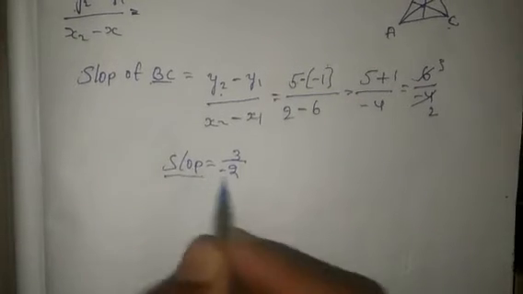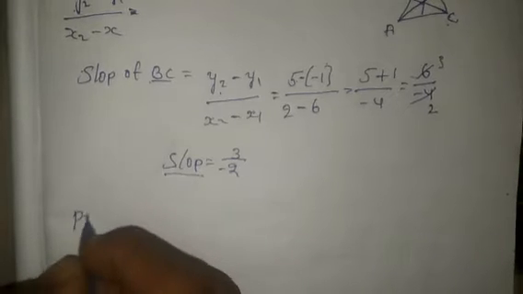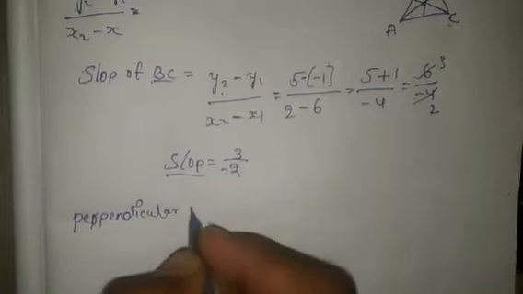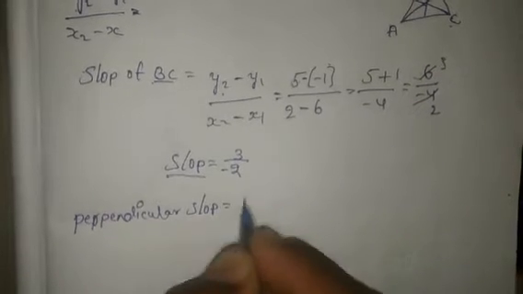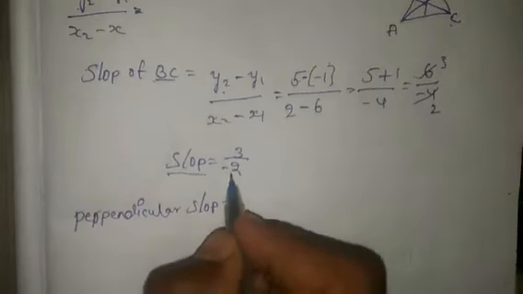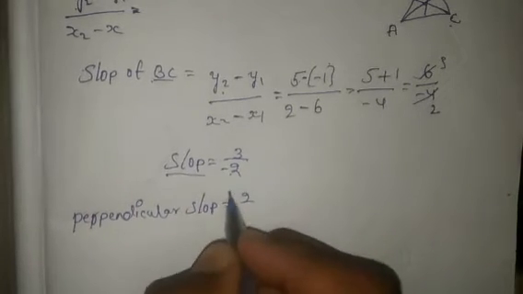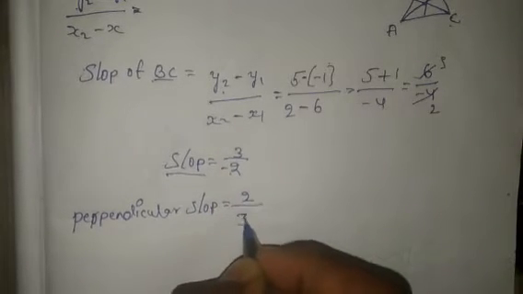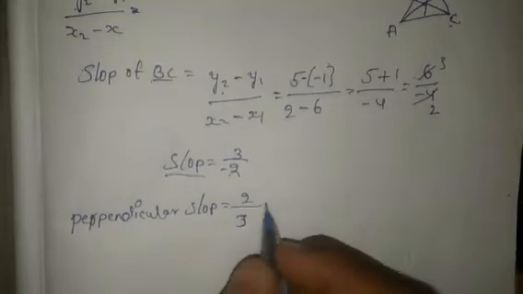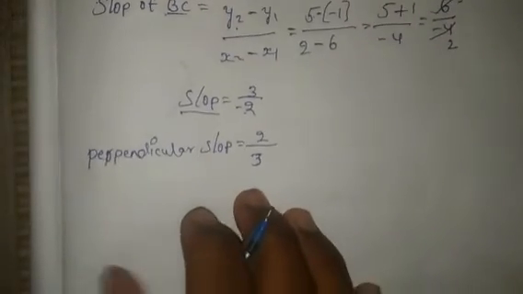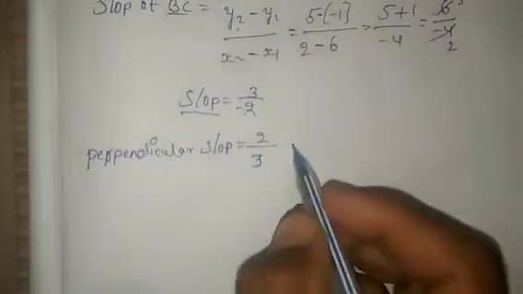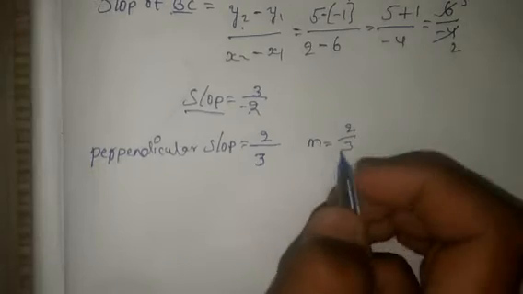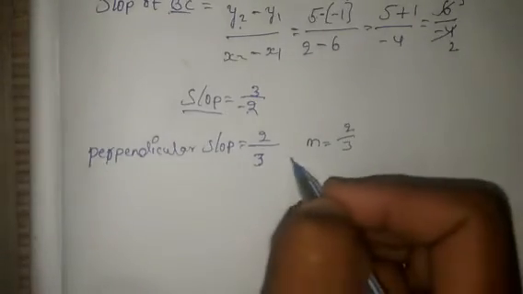We convert this slope to the perpendicular slope. The perpendicular slope is the reciprocal with the sign changed. So minus 3 by 2 becomes plus 2 by 3. So now we have the perpendicular slope, that means m is equal to 2 by 3. It is called the value m.